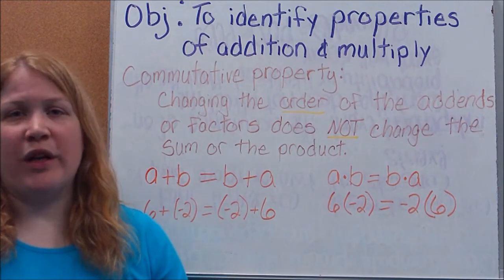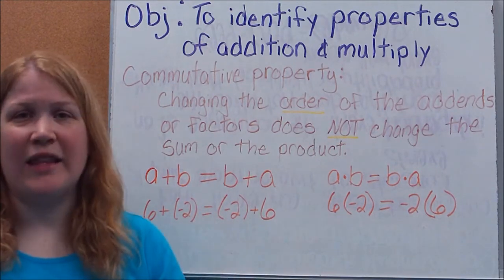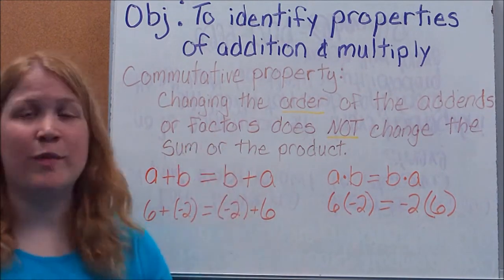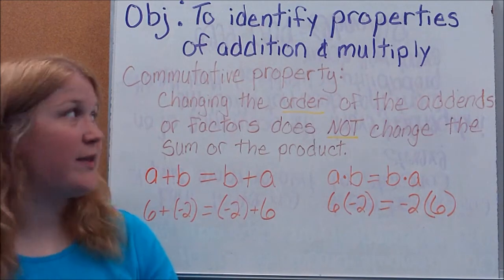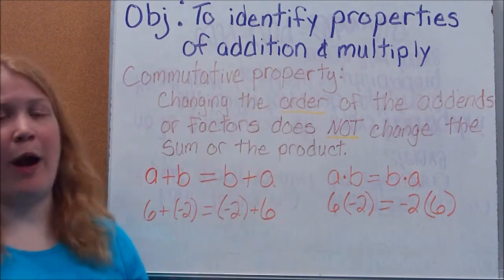So there's just a few that we're going to go over. There's not a lot of problems. It's more being able to identify the properties, which means you need to write the terms down and make sure that you know the terms. So the first one we're going to look at is called the commutative property.